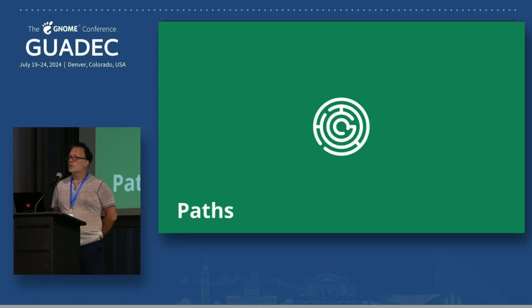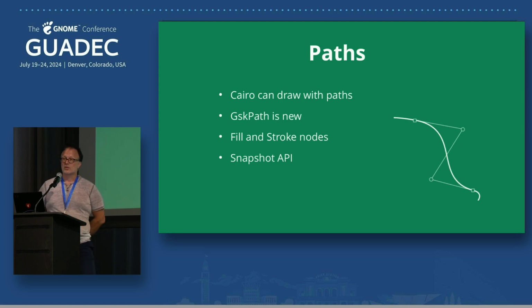But to get there, we kind of need to start somewhere. And one thing that Cairo does, it supports path rendering. Paths are basically free-form Bezier curves, and Cairo supports stroking them and filling them. And to get us step-by-step closer to a Cairo-free future, we introduced GSK paths, which basically takes over path modeling, and we also have render node APIs and snapshot APIs that go along with that.